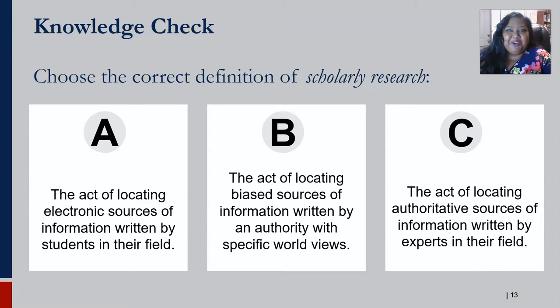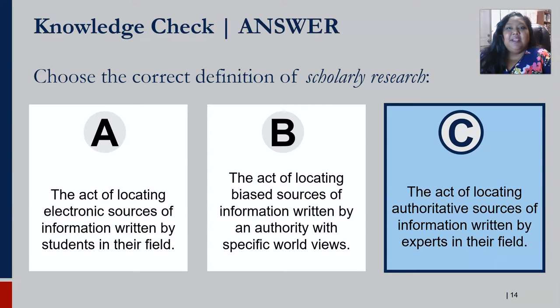Before we move further, take a moment to select the correct definition of scholarly research. The correct answer is C. Resources don't have to be electronic and definitely should not be biased. Scholarly research is C, the act of locating authoritative sources of information written by experts in their field.